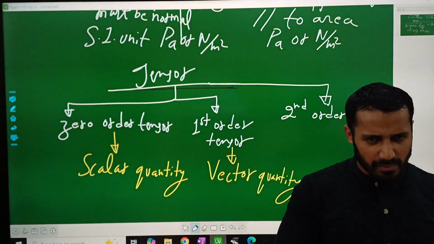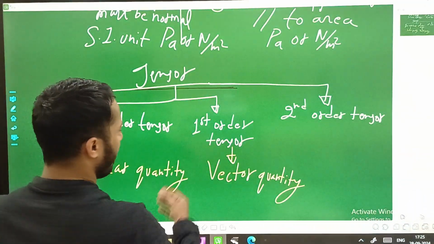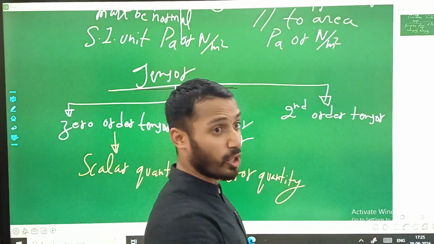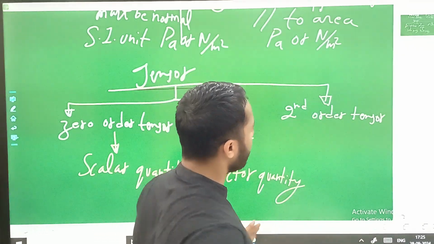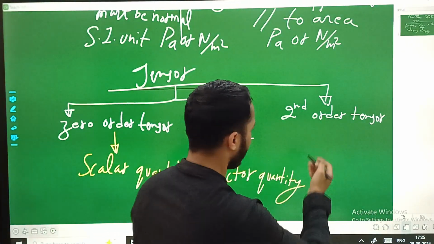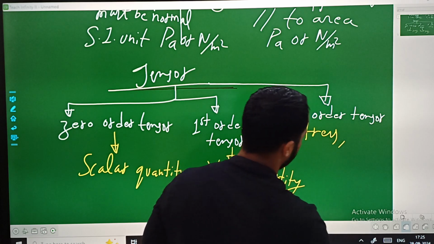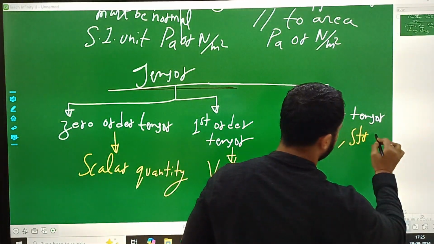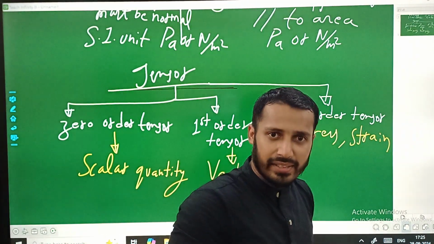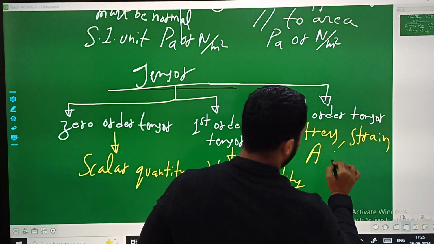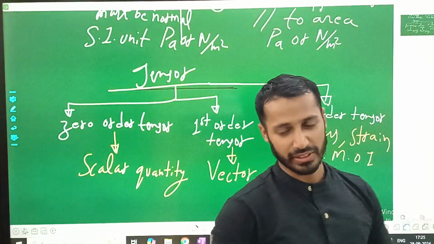So sir, can you give me the examples? Yes, of course. Scalar quantities, you know: mass, time, length, speed. Vector quantities: force, momentum, torque, angular momentum, like this. Then sir, what quantity will come under second order tensor quantity? So your stress, my dear. Stress, strain. What is strain? That you will define. And also elastic constants and area moment of inertia. All these things come under second order tensor quantity.